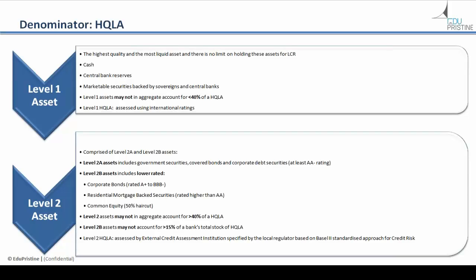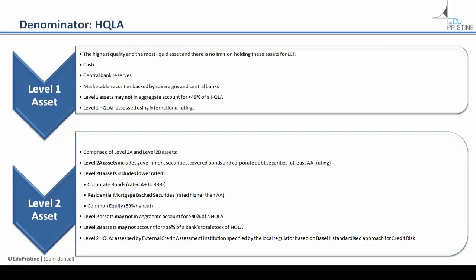But like I said, the different levels of HQLA are primarily determined by the type of product and by ratings. Level 1 is the highest, and the products which can contribute to level 1 are cash, physical cash, central bank reserves, and marketable securities backed by sovereigns and central banks. Level 2 is further subdivided by rating, into level 2A and level 2B. Level 2A is primarily government securities, covered bonds and corporate debt securities with at least an AA minus rating. And level 2B includes lower rated corporate bonds, RMBS, residential mortgage-backed securities, and common equity. But the RMBS have to be rated higher than AA.